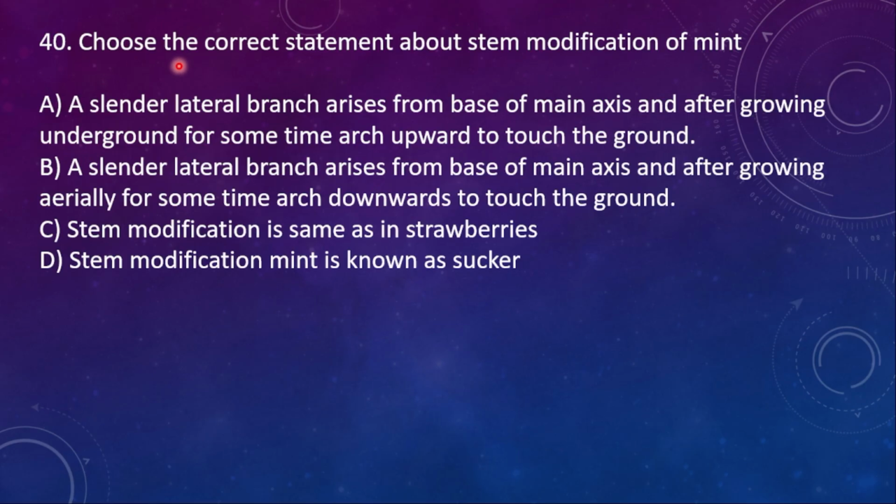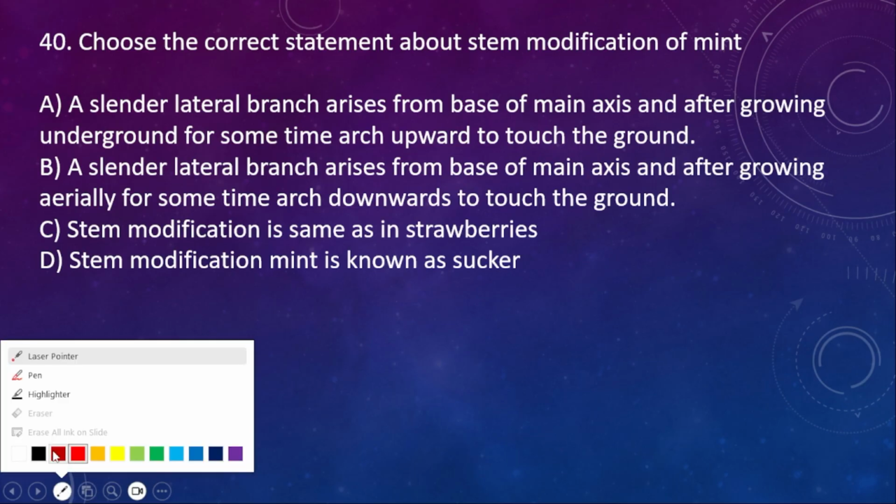40th question, choose the correct statement about stem modification of mint. Option A, a slender lateral branch arises from the base of the main axis and after growing underground for some time arches upward to touch the ground. Option B, a slender lateral branch arises from the base of a main axis and after growing aerially for some time arches downwards to touch the ground.